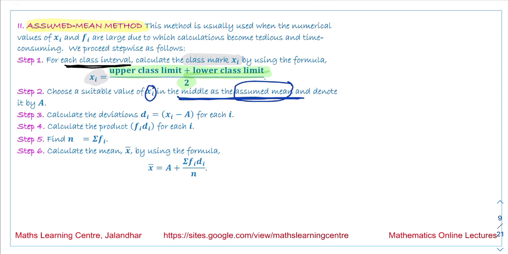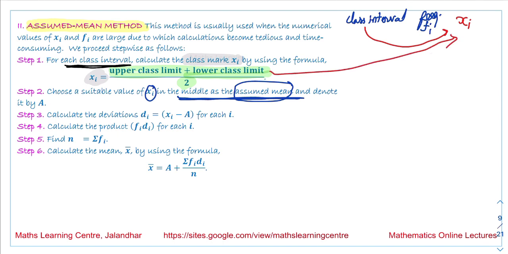The class intervals will be given, and the frequencies are given, which is the value of fi. From these class intervals we will calculate the value of xi using this formula: upper class limit plus lower class limit divided by 2. We will get the values of xi. Now the middle value of this xi, whatever is the mid value over here, we assume that it is the mean. This is the assumed mean, and we denote this number by a.